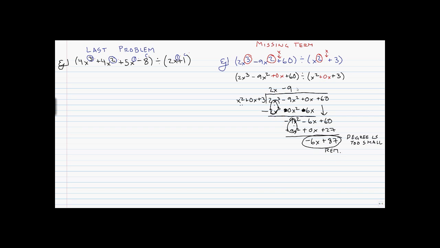And so when we go up to write it up there, we will go plus our remainder, so negative 6x plus 87, all over the divisor, which is x squared plus 0x plus 3. But of course, we don't need that 0x now. We're just trying to be nice and neat. So our final answer is 2x minus 9 plus our remainder over our divisor, which was x squared plus 3. And so there it is.